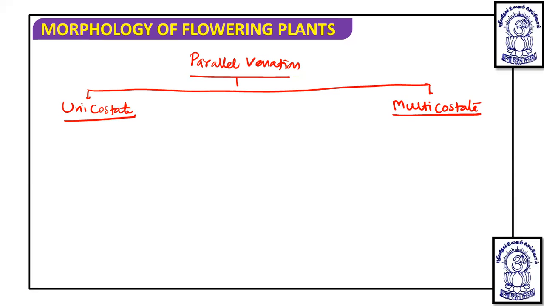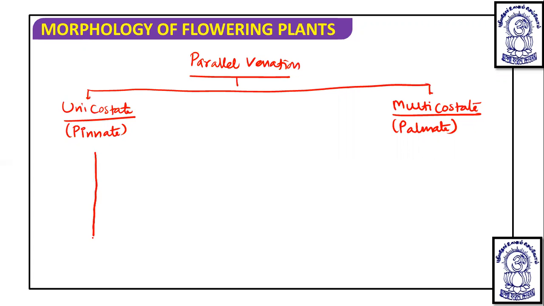In unicostate, which is also known as pinnate, and multicostate, which is also known as palmate, in unicostate you will see that only one principal vein is present and the lateral veins run parallel to each other.